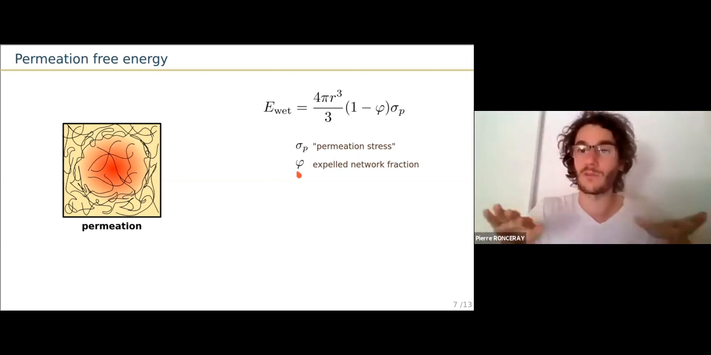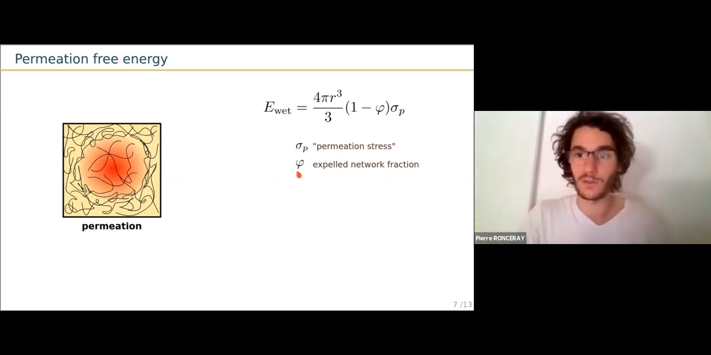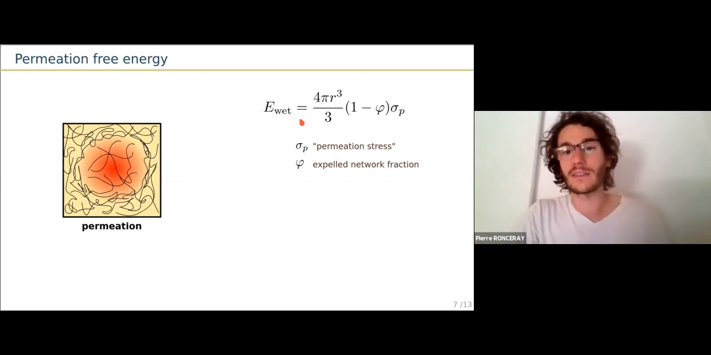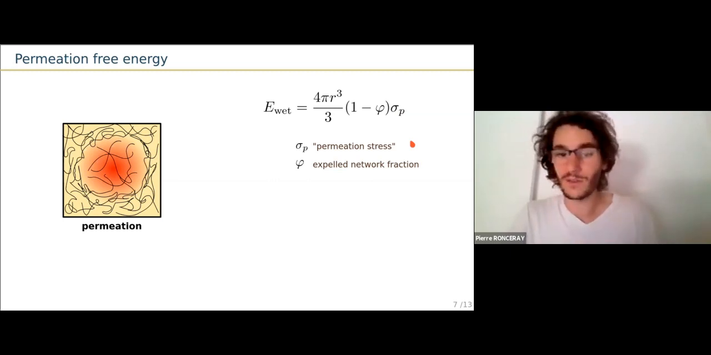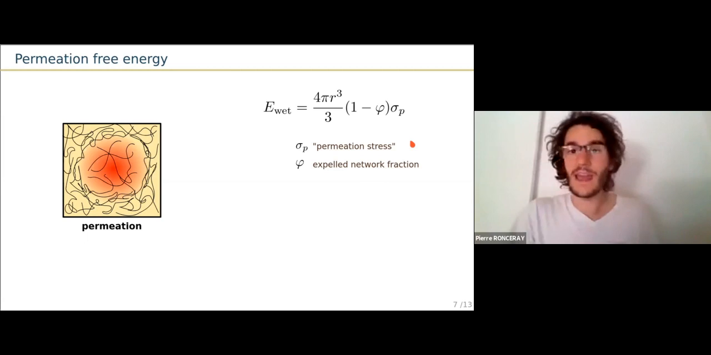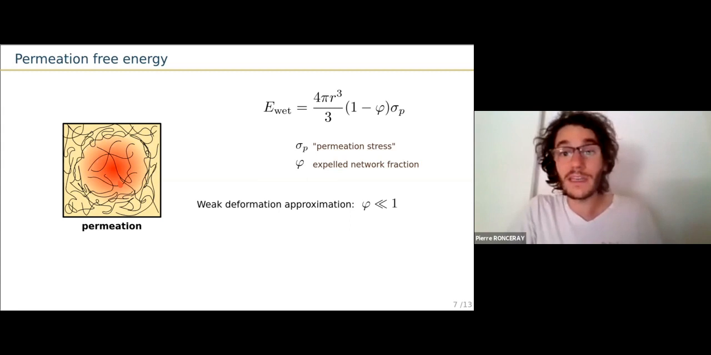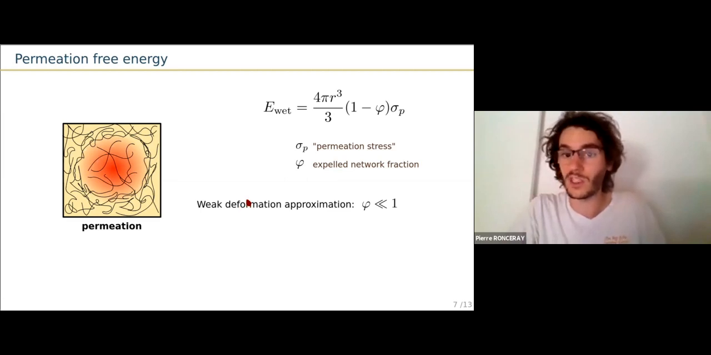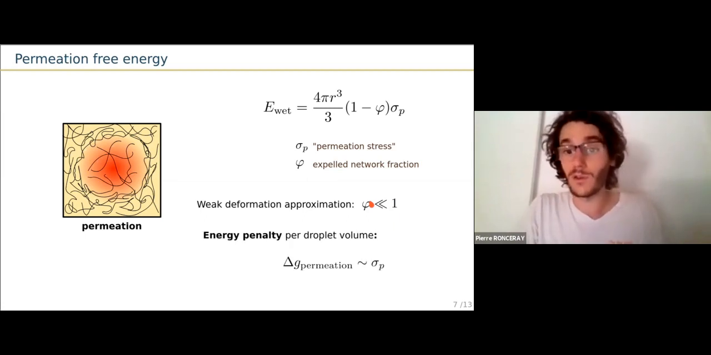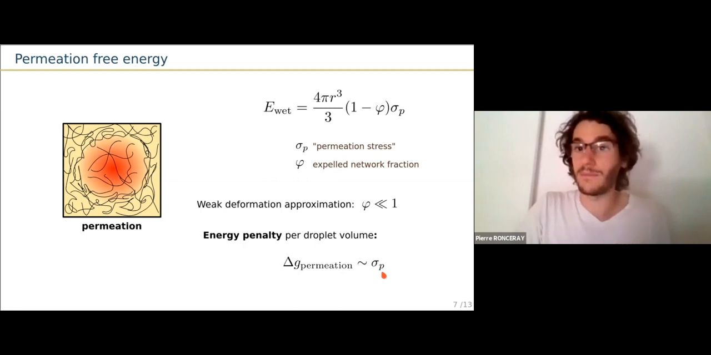So cavitation would be phi equal 1, fully excluding the network. But if phi is lower than 1, there is wetting. And this is the dominant term. And this term sigma p here is what I call the permeation stress. So it has the dimension of a stress, and it quantifies the cost of the interfacial energy between the network and the red liquid. So again, in order to do a quick scaling evaluation of our free energy, if we assume that the network is not much deformed and so phi is much lower than one, then the energy penalty per droplet volume is just this permeation stress.